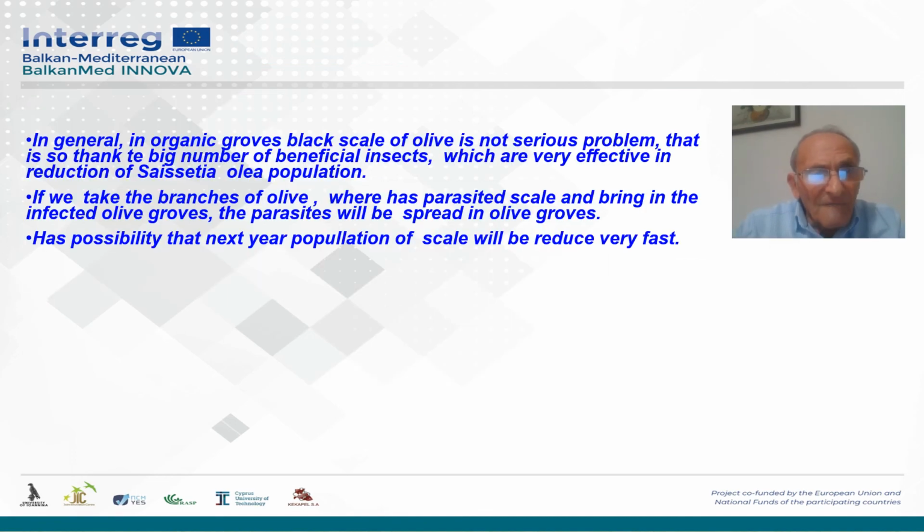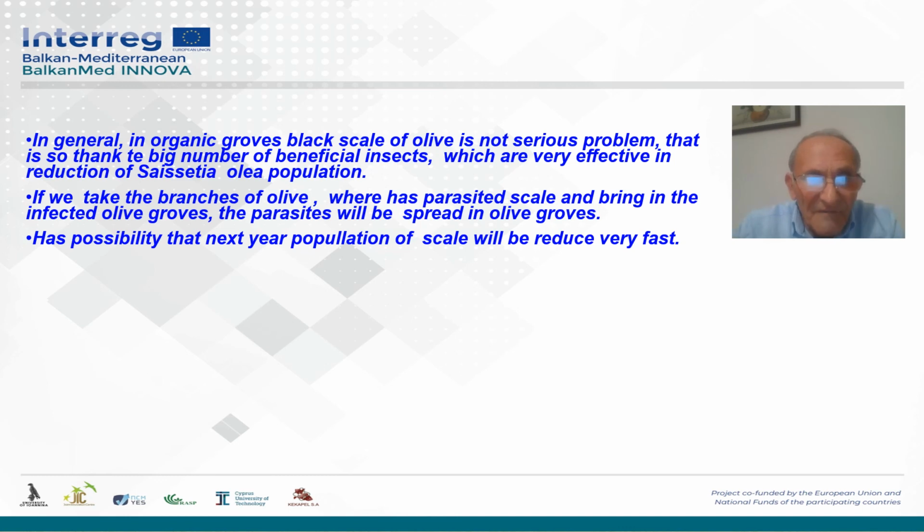As I mentioned above, in general, in organic groves, black scale of olive is not a serious problem. That is so thanks to the big number of beneficial insects, which are very effective in reduction of the Saissetia oleae population. If we take the branches of olive where there is parasitized scale and bring them into the infected olive groves, the parasite will be spread in the olive groves.